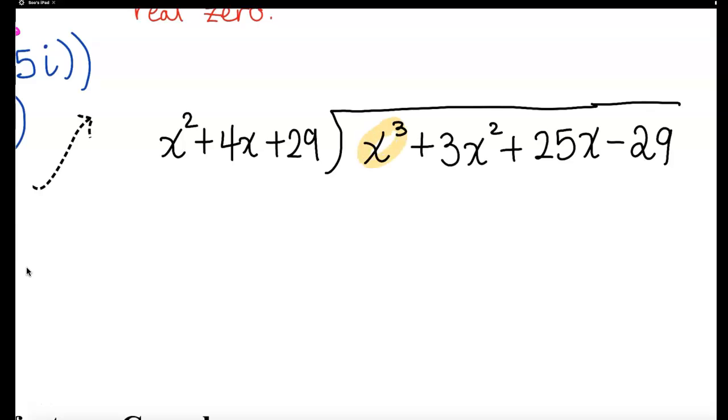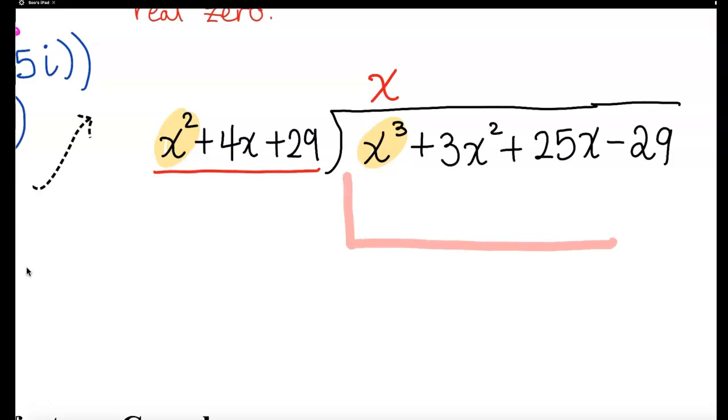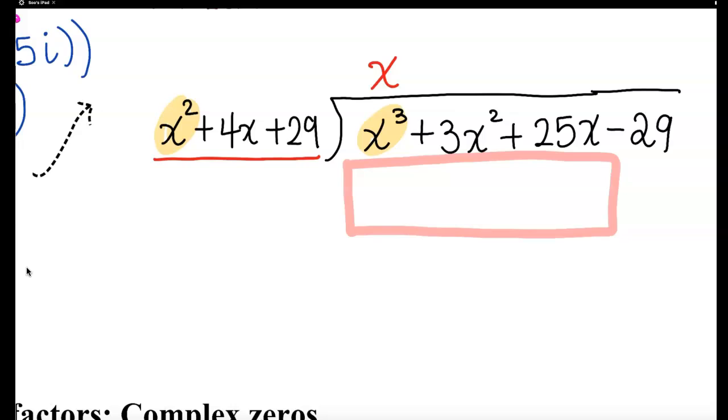I divide x cubed by x squared, which is going to be x. I multiply x to this trinomial, and I'll put that trinomial down here. Remember the long division? So this will be x cubed. Oopsies, what happened to my pen? Guys, my Apple Pencil just died on me again.